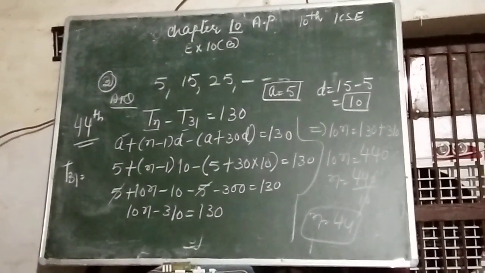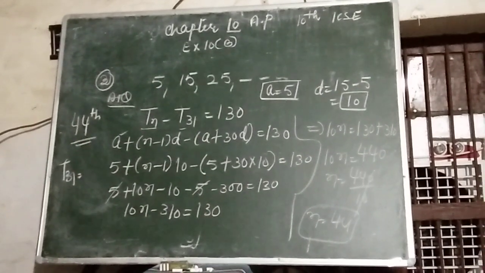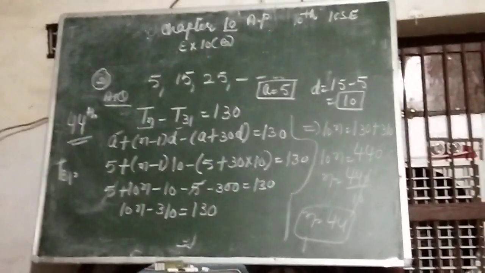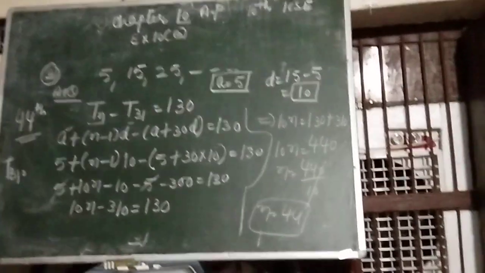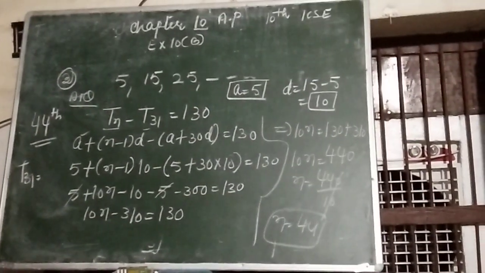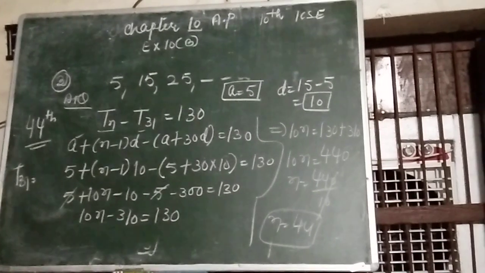So according to the condition, we can find it. Sometimes they will ask to find the AP. Sometimes they will ask to find the first term and common difference. Or they will ask for n, which term. So according to the given condition, you just make the equations, simplify and get the answer.